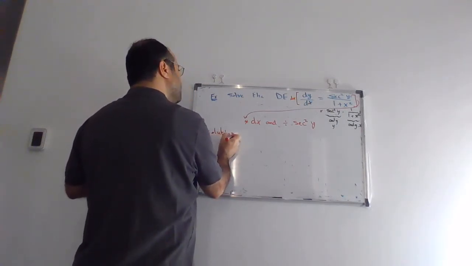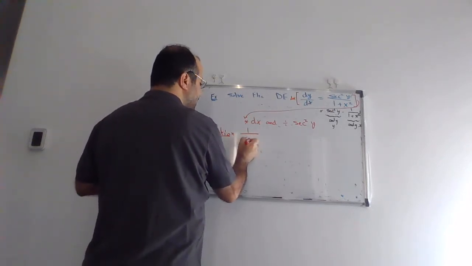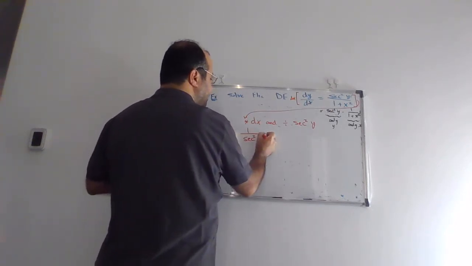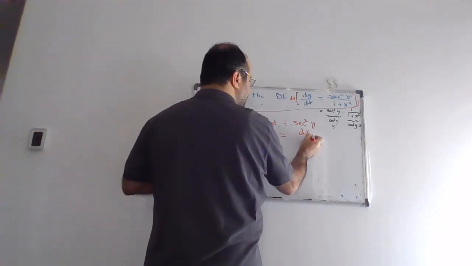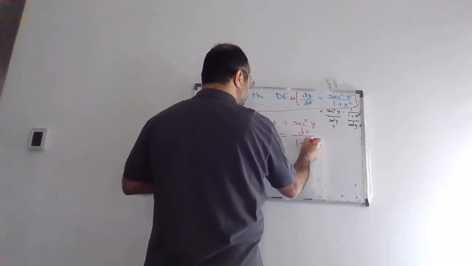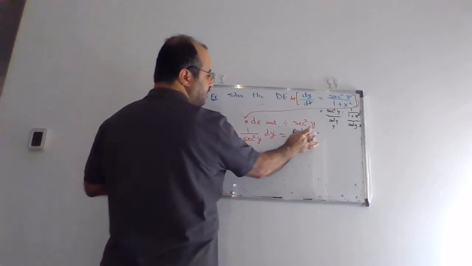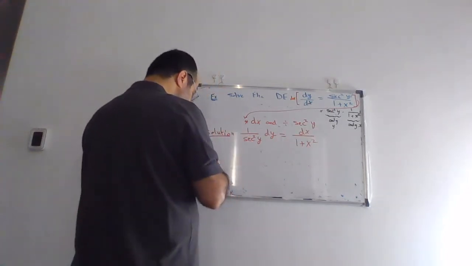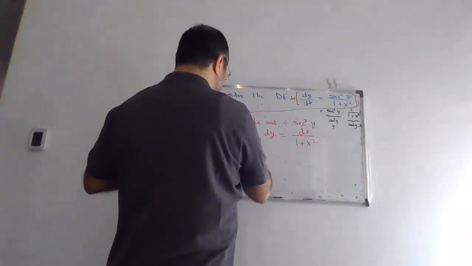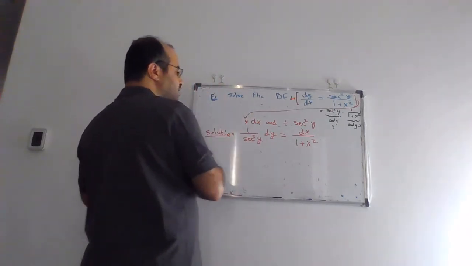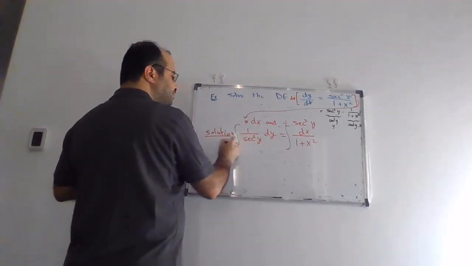So I'm getting something like 1 over secant square y dy equal to dx divided by 1 plus x squared, right? Now here everything is in y and dy, everything in x and dx, right? All you need now, after you separate the variables, with the y on the left hand side and the x on the right hand side, is to integrate both sides.